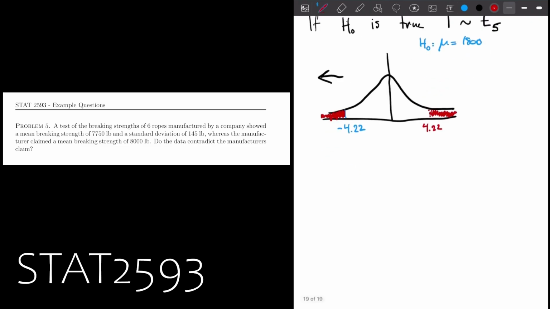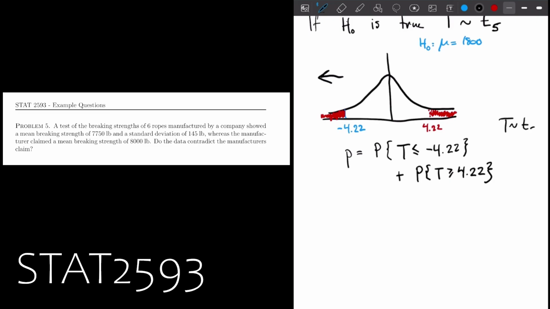And so in this case, what we want to know is the probability that you fall into either of these tails here, right? And so to take that, we're going to say that the P is going to be the probability that we have our observation, and let's just call that T, is less than or equal to negative 4.22 plus the probability that this statistic is greater than or equal to 4.22, right? And in this case, we're thinking of T being the T distribution with 5 degrees of freedom.